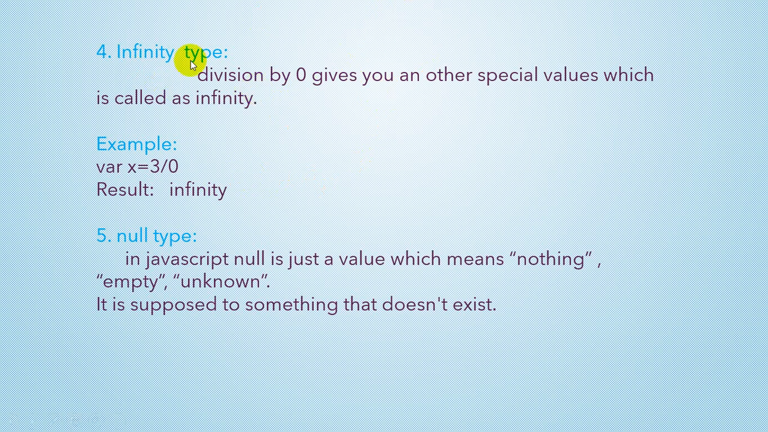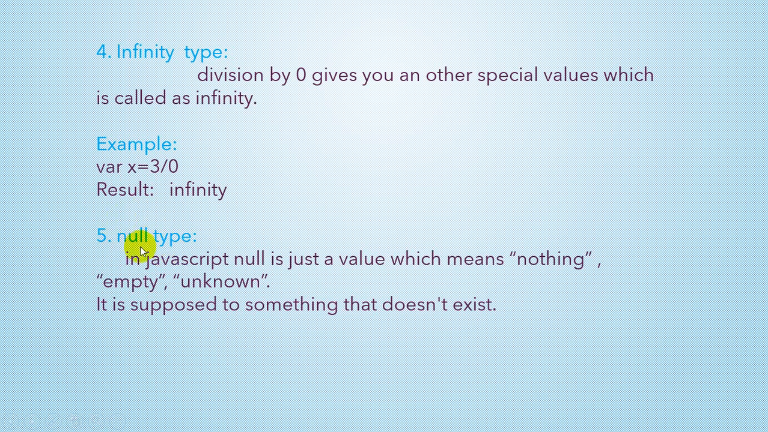So we have the infinity data type, which means if a number is divided by 0, the output will always be infinity. Just remember it. For example, you have declared a variable var x equal to 3, and now you are going to divide by 0. So the result will be infinity, in JavaScript only.